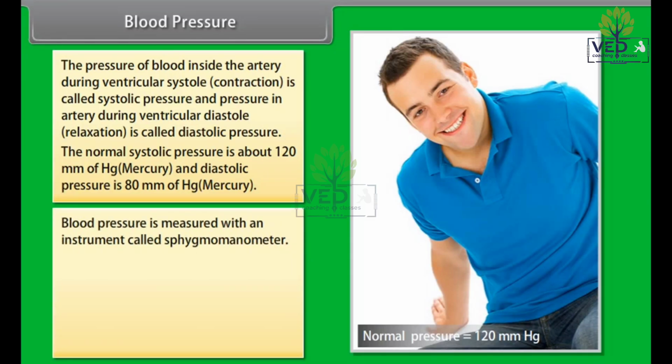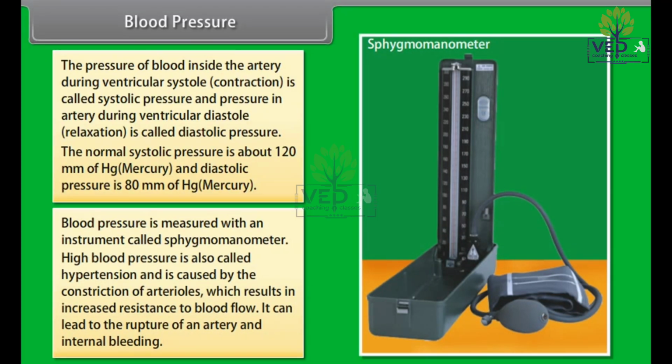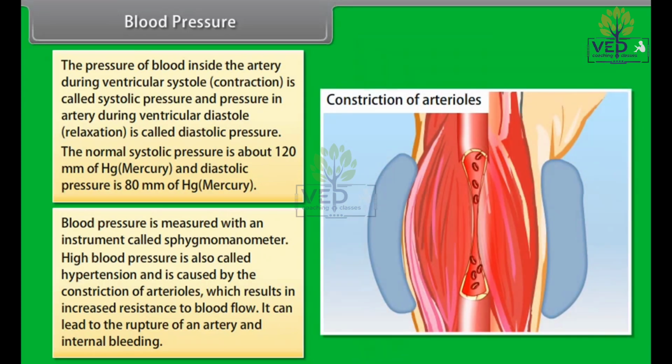Blood pressure is measured with an instrument called a sphygmomanometer. High blood pressure is called hypertension and is caused by the constriction of arterioles, which results in increased resistance to blood flow. It can lead to the rupture of an artery and internal bleeding.